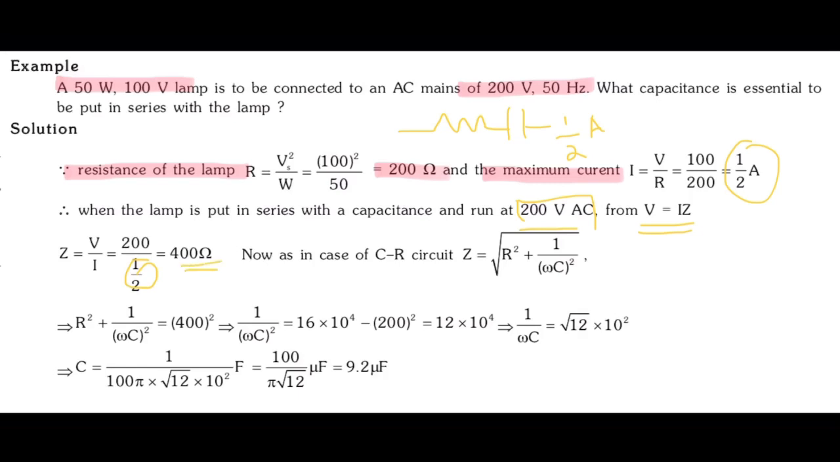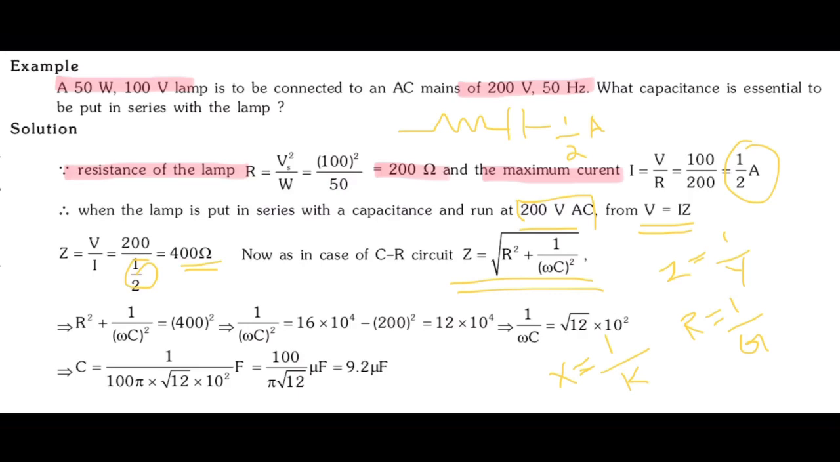Now in the case of an RC circuit, we know the equation for impedance. At the same time, let me remind you: impedance is equal to 1 by admittance, resistance is equal to 1 by conductance, and reactance is equal to 1 by susceptance. Let me put K for it for the time being. So these terms you just remember: impedance equal to 1 by admittance, resistance equal to 1 by conductance, and reactance equal to 1 by susceptance.